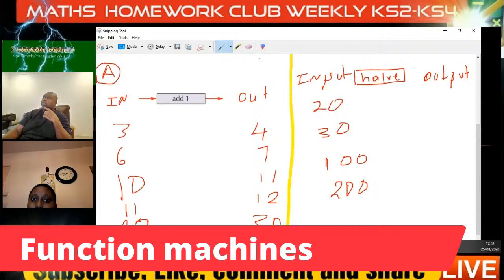The input is 20, 30, 100, 200, and I'm halving something. When I'm halving something, what's the other thing we're doing? We're dividing by 2. So what's half of 20? What's half of 20? What's half of 20? Yeah, so what's half of 20?